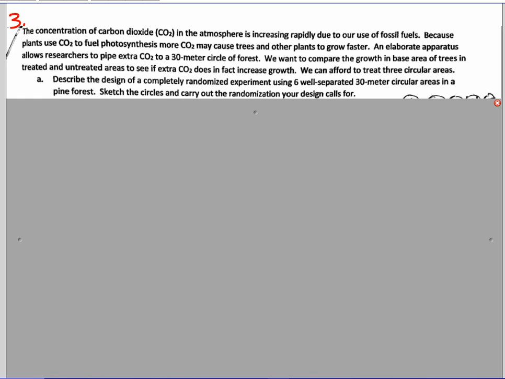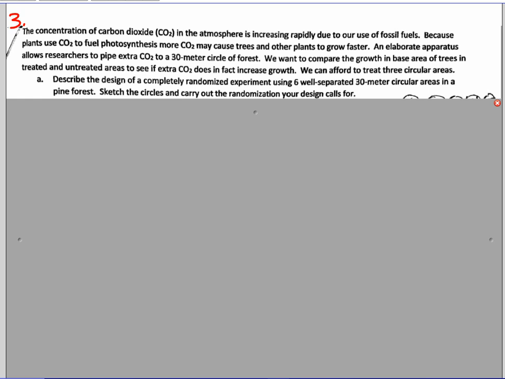An elaborate apparatus allows researchers to pipe extra CO2 to a 30-meter circle of a forest. We want to compare the growth and base area of trees in treated and untreated areas to see if extra CO2 does in fact increase growth. And we can afford to treat 3 circular areas. Describe the design of a completely randomized design using 6 well-separated 30-meter circular areas in a pine forest. Sketch the circles and carry out the randomization your design calls for, all right?